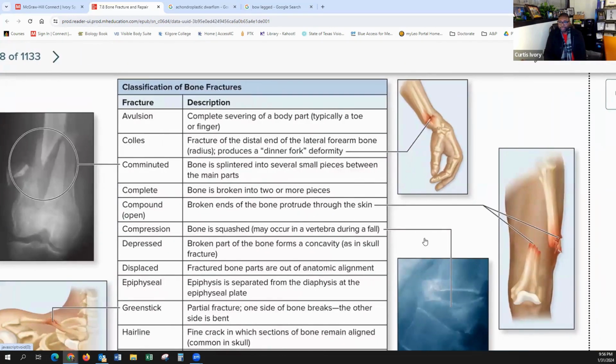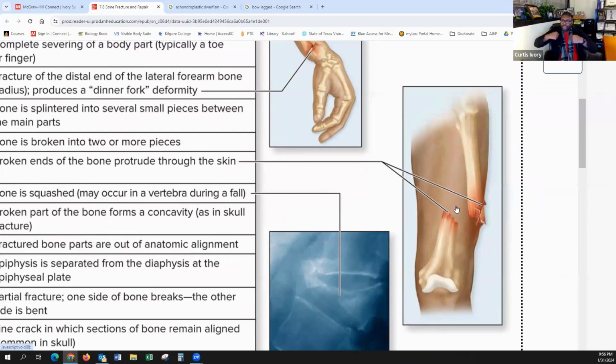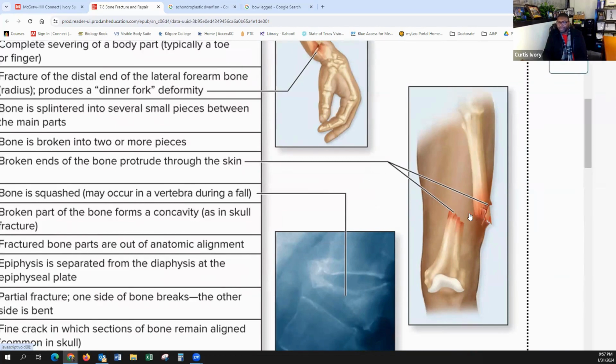A compound, and this term is compound open. Essentially, this is like a person who landed on their leg and it's snapped in half. The bone is actually broken and it's sticking out of the skin. That's why it's called open. But this is a pretty easy, nice break because it's not in pieces. It's still pretty much whole.